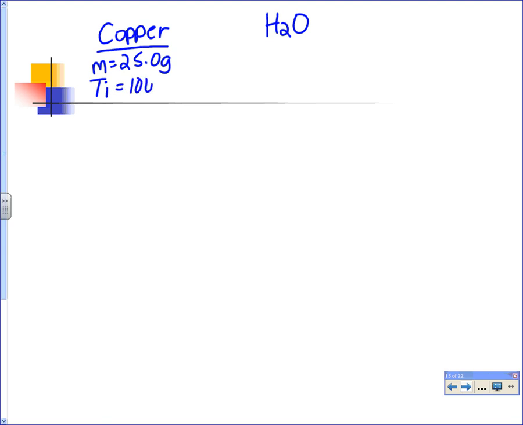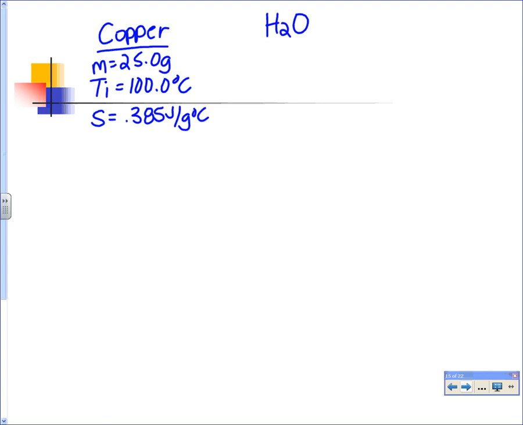Okay, so let's start off with a little bit of given and find, because there's a lot of information in this problem. So we have the copper, and we have our water sample. And for our copper, we know that its mass is 25 grams. We know that it was initially at 100 degrees Celsius. And they gave us a specific heat, which was 0.385 joules per gram degrees Celsius.